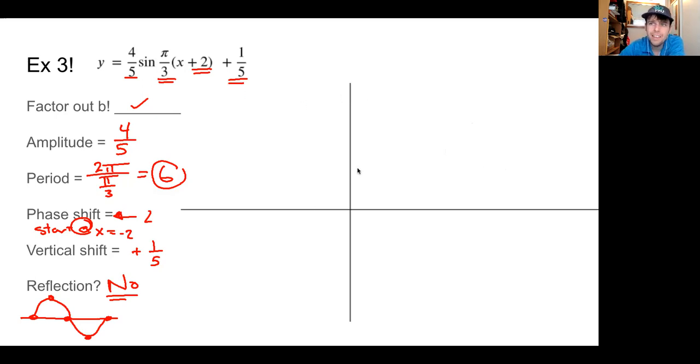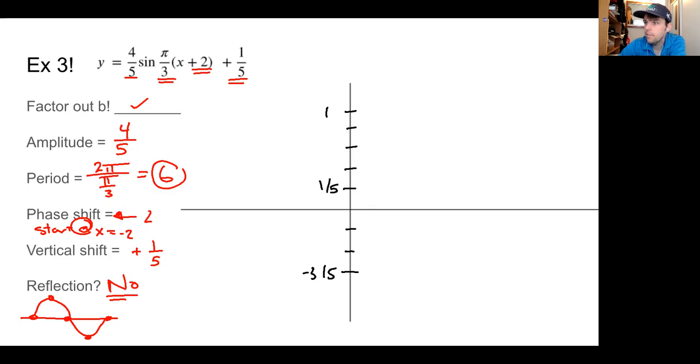So our midline is at 1/5. So I'll just make this 1/5 here. And then we're going to go up 4/5 from that. So 1, 2, 3, 4. So that's 2/5, 3/5, 4/5, 5/5. It'll actually be up at 1. And then we're going to go down 4/5 as well. So 1, 2, 3, 4. So that's going to be -1/5, -2/5, -3/5, where our minimum value would be.